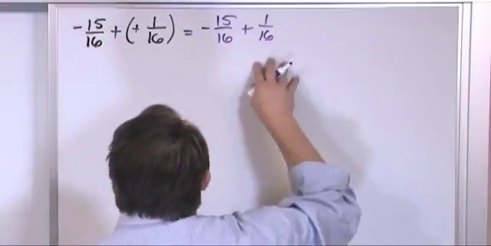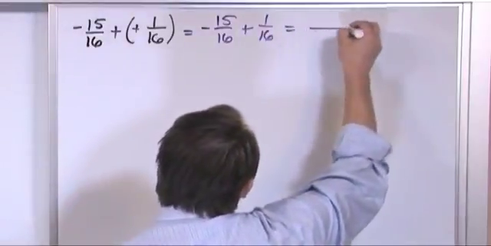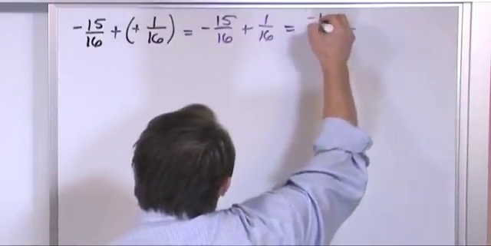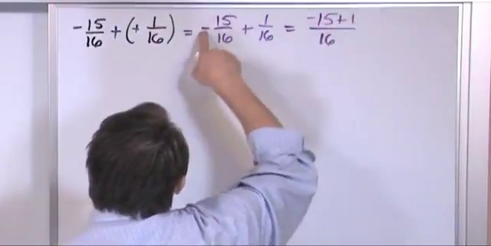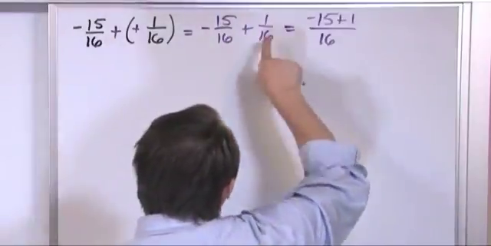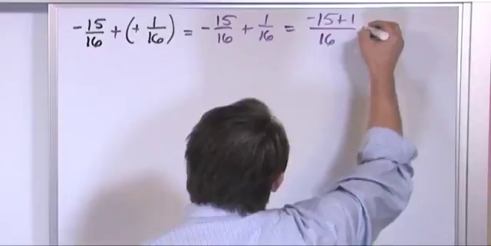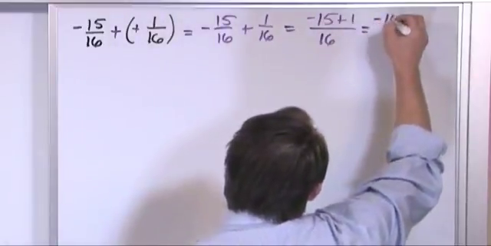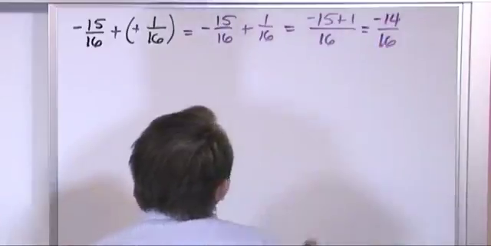So we look at this and say, okay, the denominator is the same, 16. In the numerator, I'm going to have negative 15 plus 1. Don't forget about this negative that's here. You can't just discard it. So that's still negative 15 plus 1. And I know that negative 15 plus 1 is negative 14 over 16.